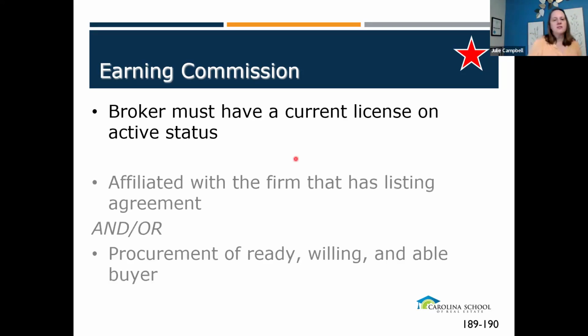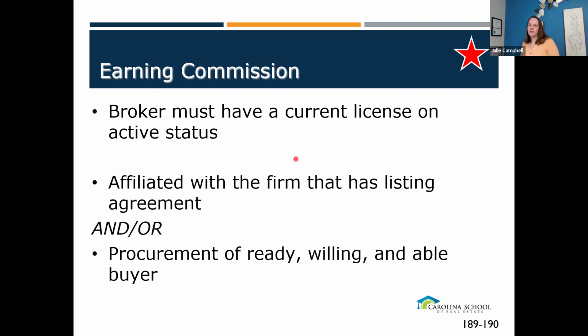And then the second piece of it, you either need to be affiliated with the firm that has the listing agreement, i.e. you're the listing agent, or you're the one that brought that ready, willing, and able buyer. Remember our three-legged stool? Ready, willing, and able buyer. So one or the other. So we have an active current license, and/or that ready, willing, and able buyer.